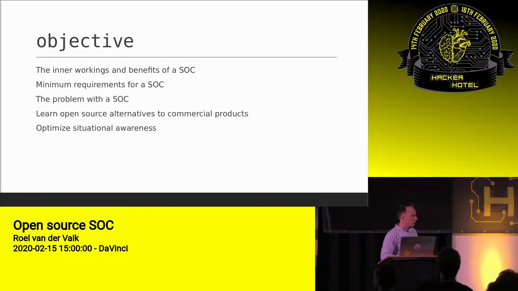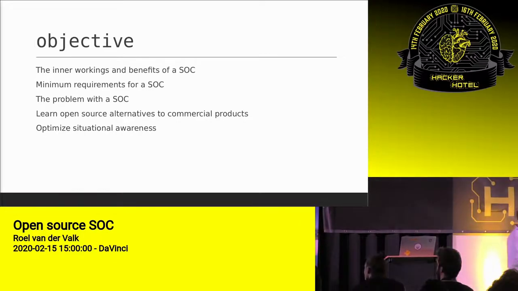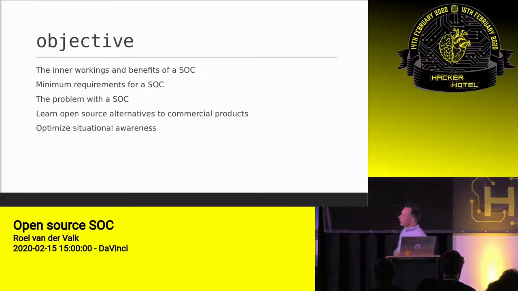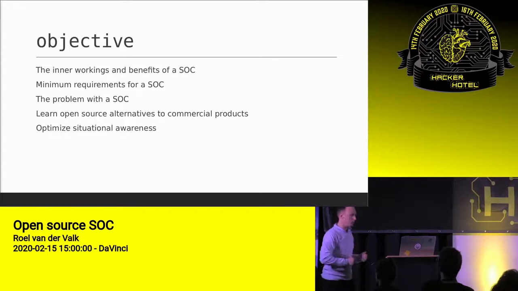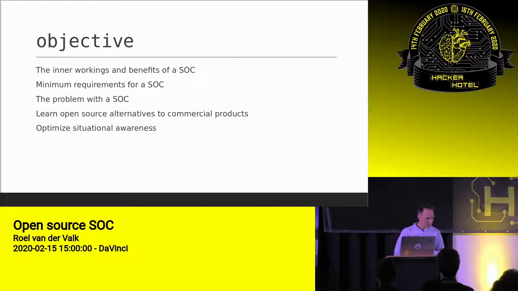When you walk away, I would like you to have an idea of what a SOC is exactly, because everybody has an idea of that. And then why it is a problem to have a SOC in a lot of companies, especially small companies. The budget is a problem. The budget for security is already a problem, and for a SOC it is even more of a problem. Then I would like to show you the learnings of my open source journey for some of these things, and then you can see how to optimize your awareness for your company, for yourself, or for the SOC itself.